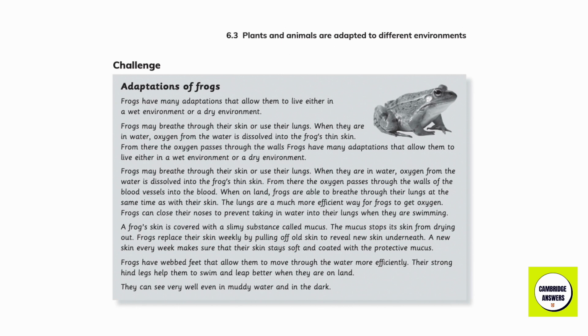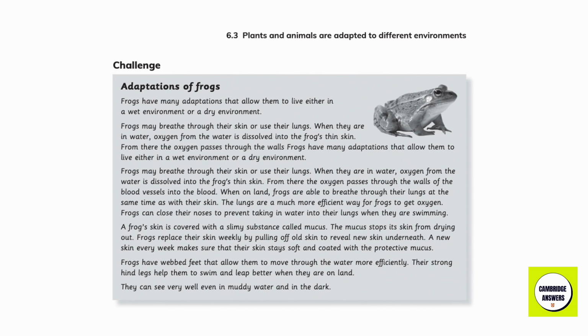Frogs have many adaptations that allow them to live either in a wet environment or a dry environment. Frogs may breathe through their skin or use their lungs. When they are in water, oxygen from the water is dissolved into the frog's thin skin. From there, the oxygen passes through the walls of the blood vessels into the blood. When on land, frogs are able to breathe through their lungs at the same time as with their skin. The lungs are a much more efficient way for frogs to get oxygen. Frogs can close their noses to prevent taking in water into their lungs when they are swimming.